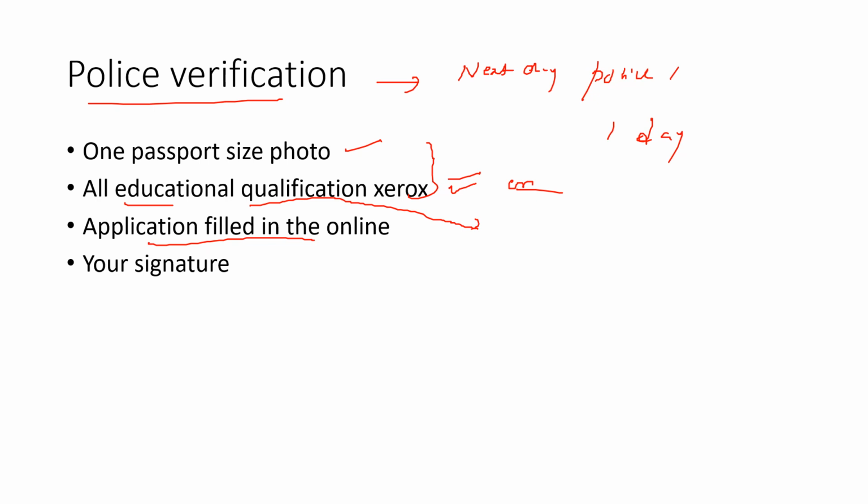Next is the application filled in online. That means the appointment you booked, right? He will take the application front page and ask you to sign, or you may give a thumb impression. Sometimes some people take a signature, some take a thumb. So done, that's it. With this the police verification is also done. The police officer may ask some basic questions like where you are staying, your current address and the previous address.